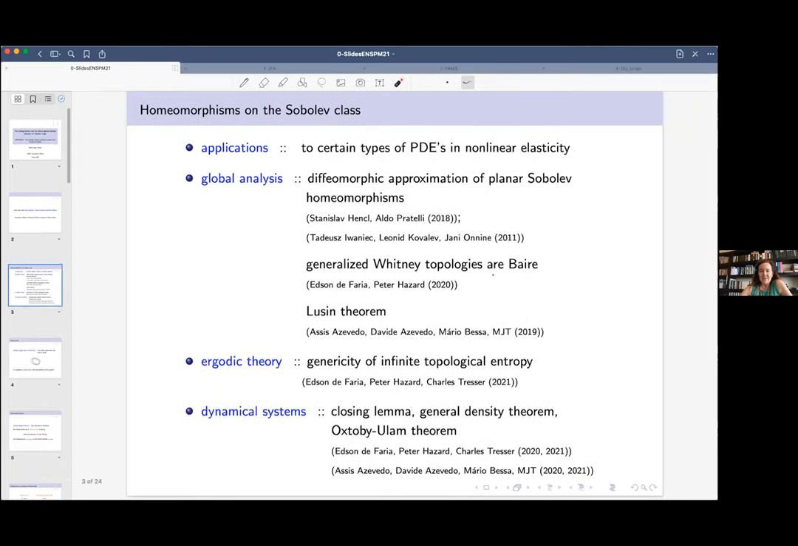But just looking at this slide, you can see that almost all works are very recent. And well, I hope that this motivates more people to look at this class and to try to prove dynamical results in this class, and also improve the analysis that is needed to obtain dynamical results.